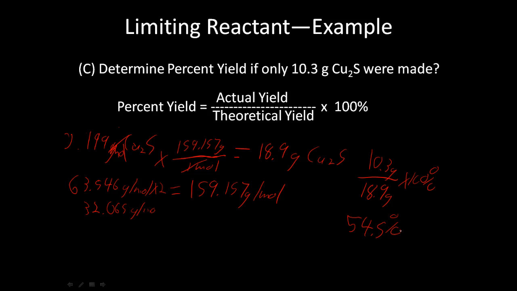Now what happened to the rest of that? It could have been lost while you were precipitating stuff out. It could have been lost in all kinds of different ways. Maybe the reaction didn't go all the way to completion for some odd reason. It was quenched. You never know why we don't get 100% yield, but it's oftentimes the case that 100% yield is not reached.